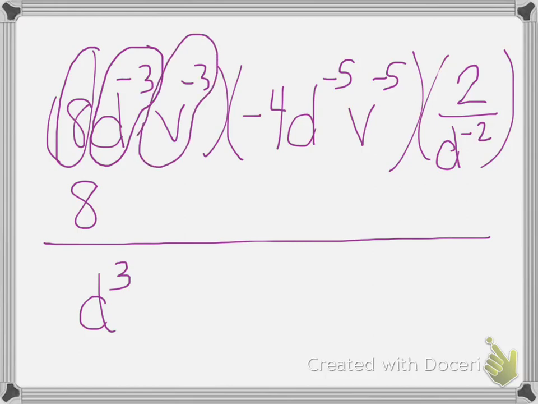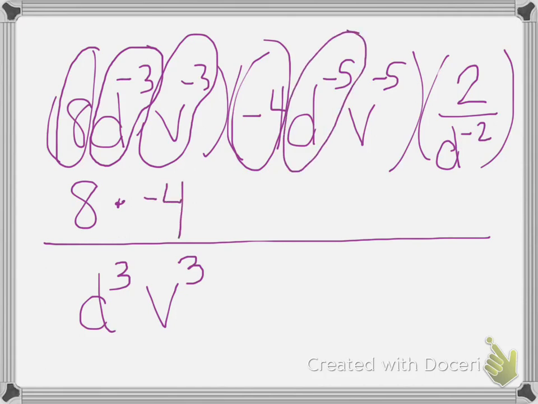V to the negative 3. So it's not a fraction up here where I circled it, so that means I need to make it a fraction. And the exponent becomes positive. The negative 4 is up there, so I'm going to go times negative 4. D to the negative 5th, so I'm going to bring that down.